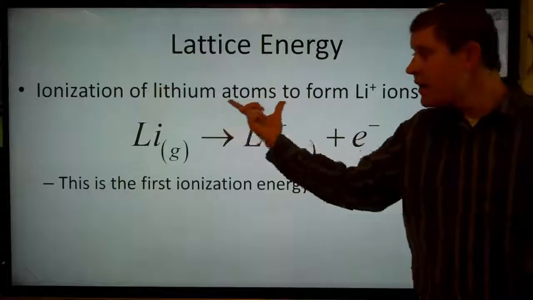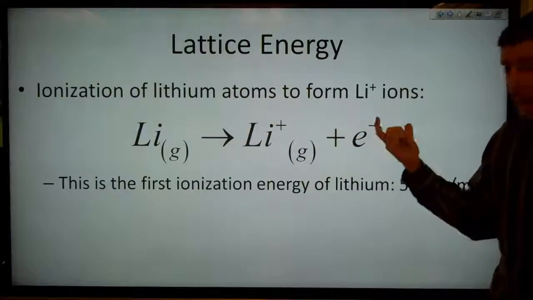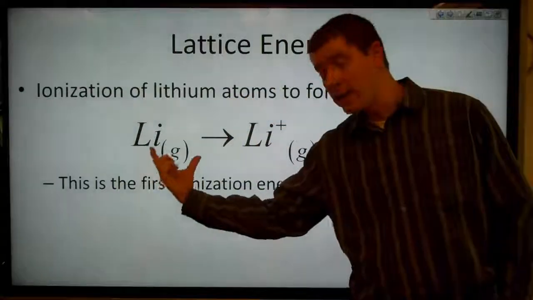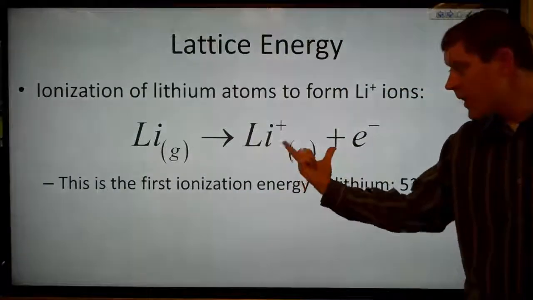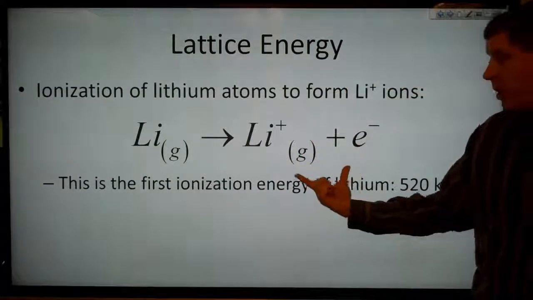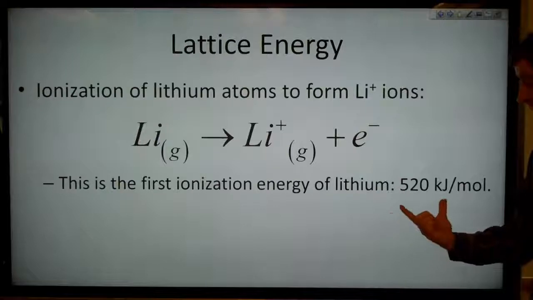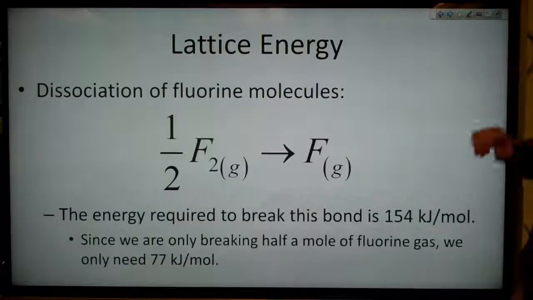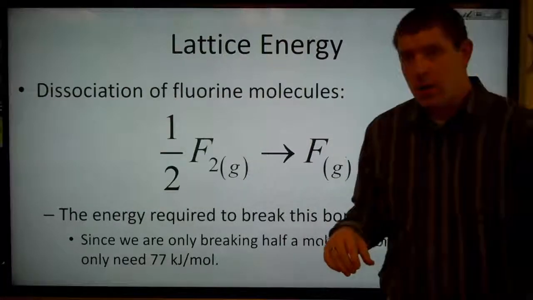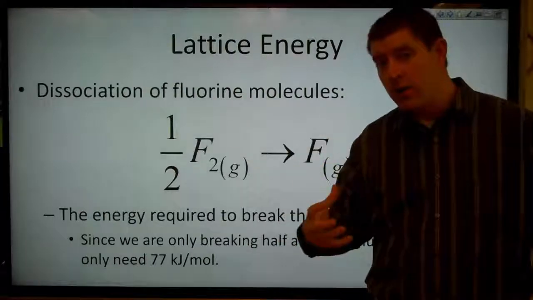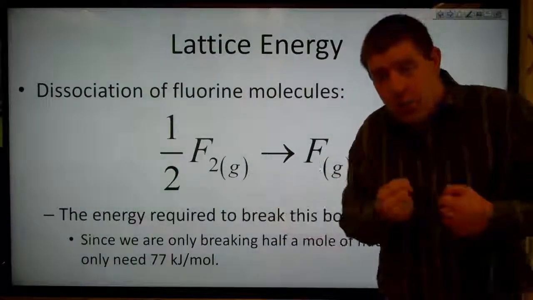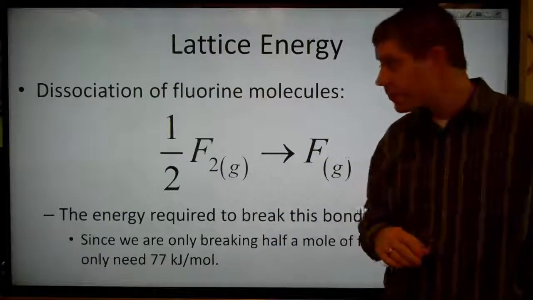The next step is the ionization of lithium atoms to form lithium ions. So we take our gaseous lithium atoms, we form gaseous lithium ions. So this is our first ionization energy of lithium, that's 520 kilojoules per mole. Again, it costs us energy to do that. We have to put in energy to pull those electrons out of the atom.